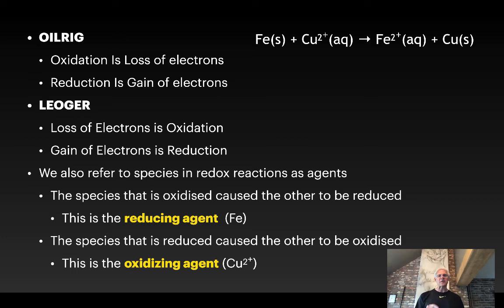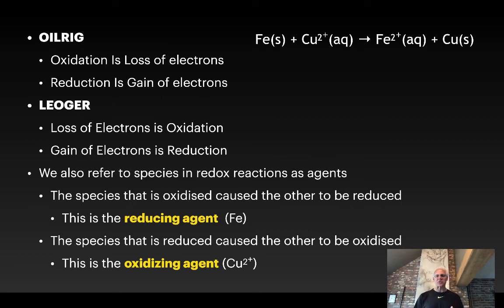Now, we say that something is oxidized or something is reduced. We can also refer to things in redox reactions as agents, and that is what they did to something else. When we say something is oxidized or is reduced, that's what happened to it. Or when they're referred to as agents, what did they do to something else? So the species that is oxidized caused something else to be reduced. So the thing that was oxidized, we say, is the reducing agent.